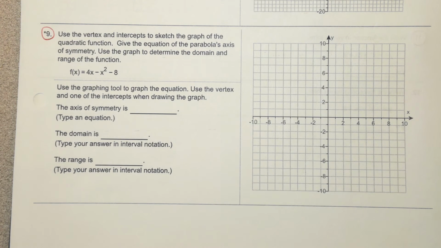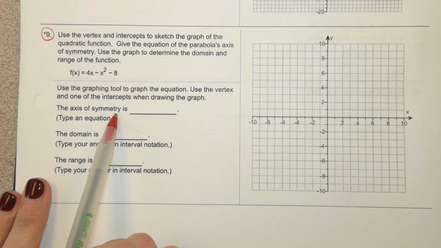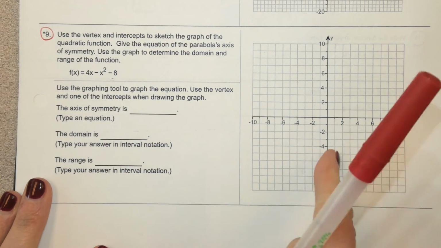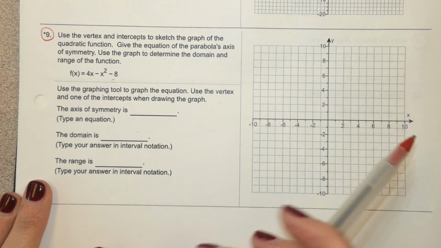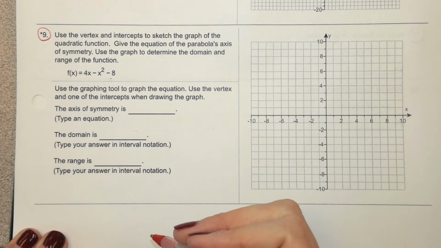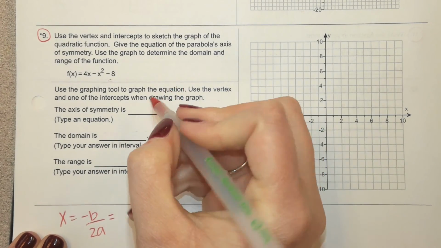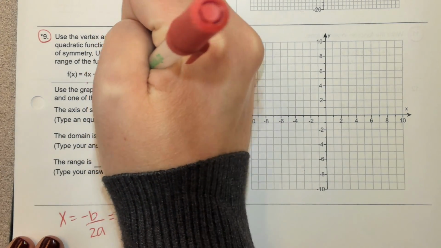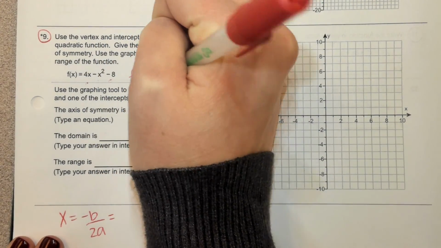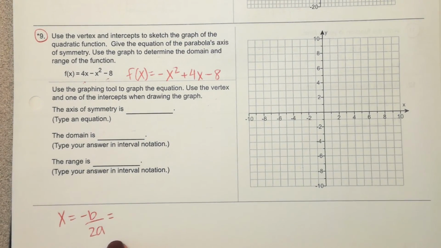Okay, number 9 is very similar to what we just did. We just have a couple extra steps. So we need to find the vertex first, because we're going to have to graph this. Use the vertex and one of the intercepts when drawing the graph. So that means we need the vertex and an intercept. So x equals negative b over 2a. So, oh, what do we notice? Is that in the correct order? No. So let's rewrite it. So f of x equals negative x squared plus 4x minus 8. Now we can finish this.